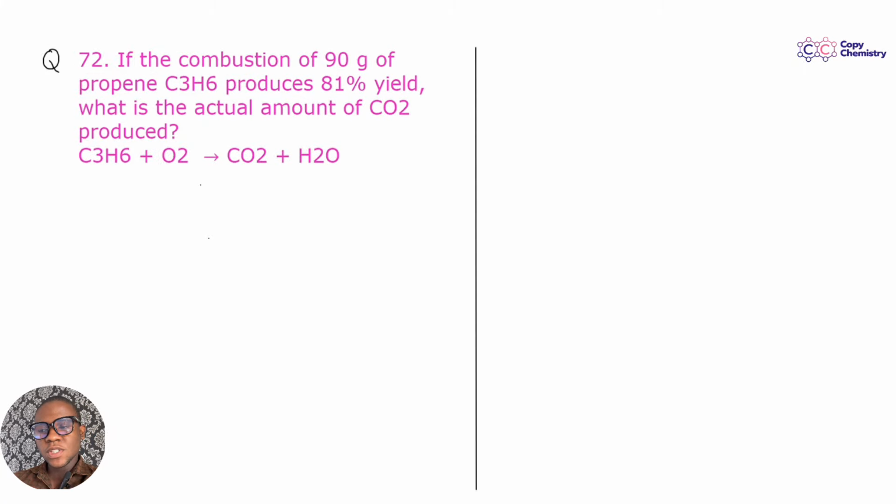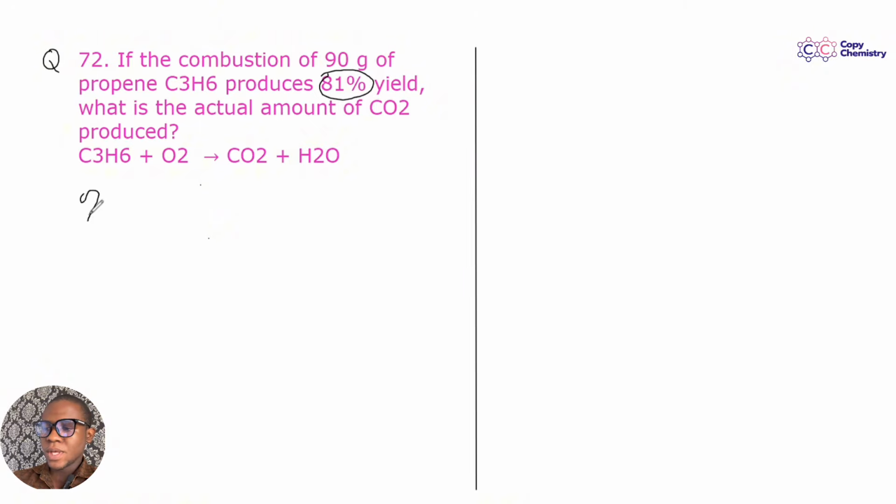Hello, this is question 72 on stoichiometry, and you're going to have to pay a little more attention to this one because it may be a little tricky. The combustion of 90 grams of propene, that's C3H6, produces 81% yield. What is the actual amount of CO2 produced? Now, we are going to assume here that this 81% yield is 81% yield of CO2. Okay, so they've given us the percent yield and we're asked to get the actual yield.